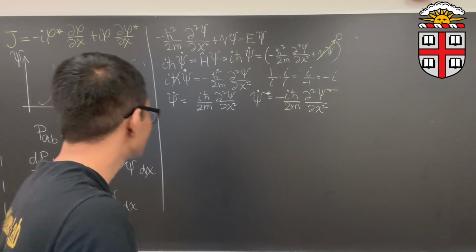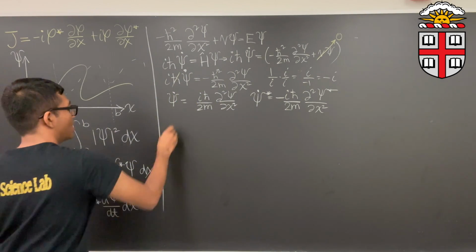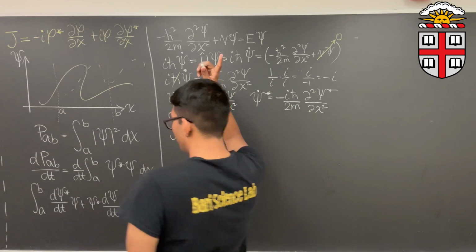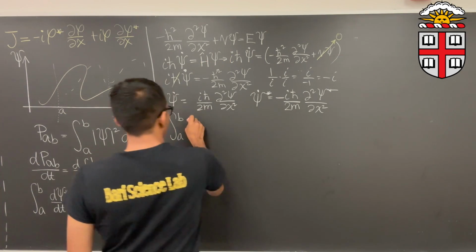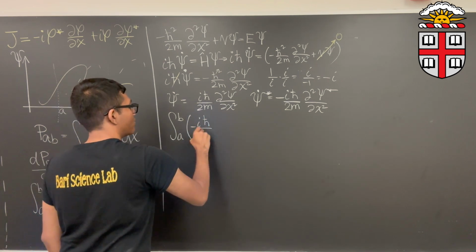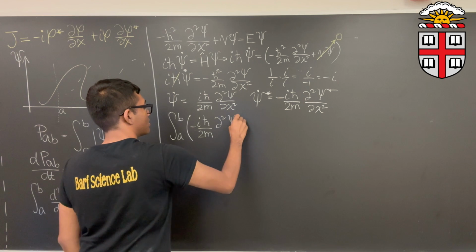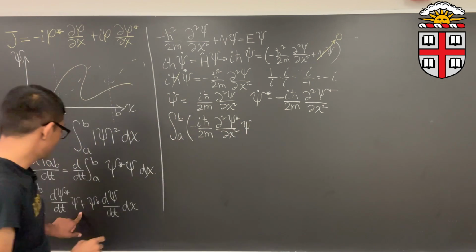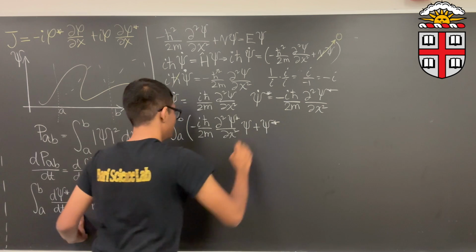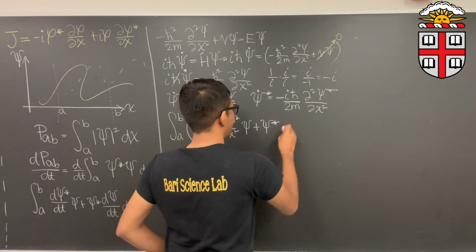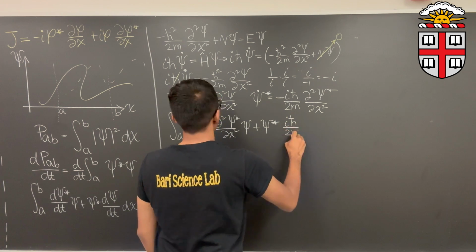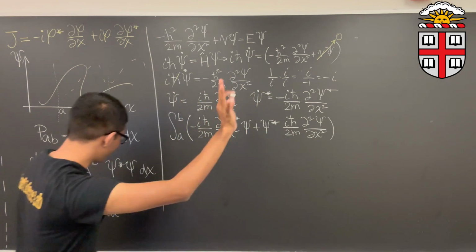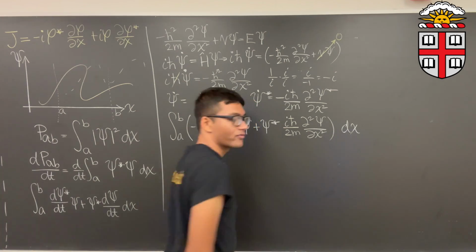Now we can plug this into our integral. So the integral from a to b. Instead of d psi star/dt, we have this monster. We're going to have minus i h bar over 2m partial squared psi star over partial x squared times psi, plus psi star times d psi/dt. d psi/dt is right here, namely i h bar over 2m partial squared psi over partial x squared. And on top of all of this, we have a dx out front.